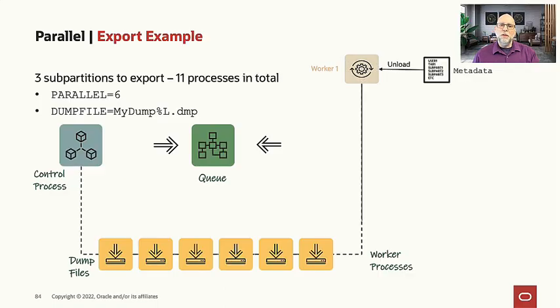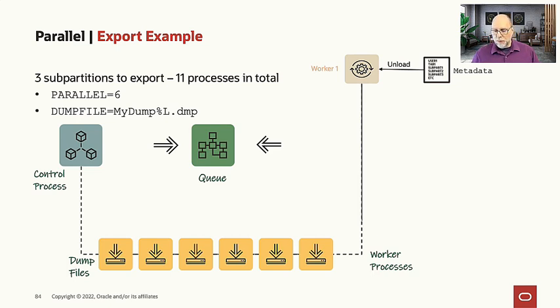Now let me give you a boxes and arrows type of example of how this really plays out in terms of processes. Let's say you've got 3 subpartitions that you're going to export, and you specify parallel equals 6 for Data Pump. In this particular table, as I said, 3 subpartitions. And we're using a wildcard so that you get parallel dump files, which is the right thing to do. Now, how many processes would you expect to get out of this example when you said parallel 6?